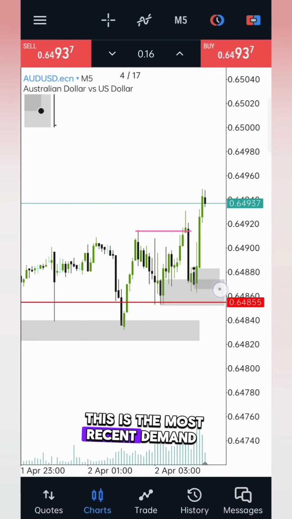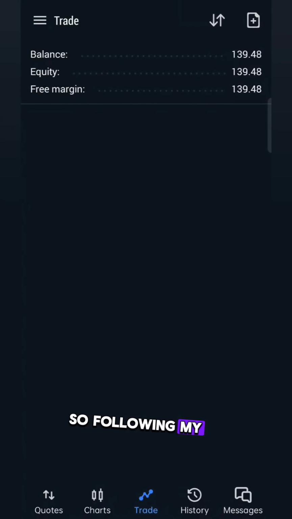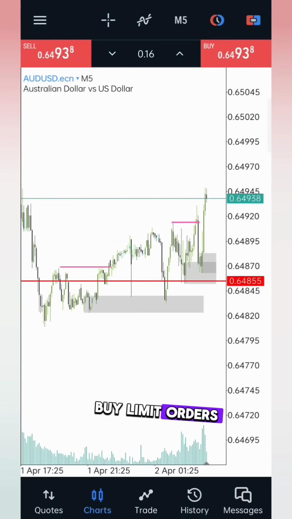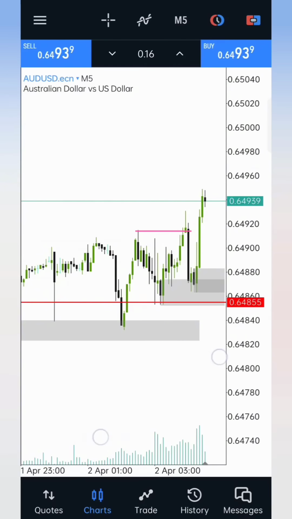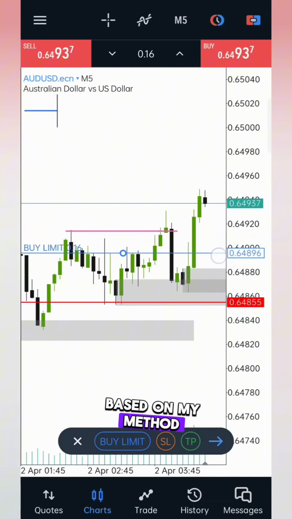This is the most recent demand zone with imbalanced candles. So, following my strategy, now I am going to place all of my open and pending buy limit orders from this imbalance or demand zone, and set all of my stop losses below the demand zone based on my method.